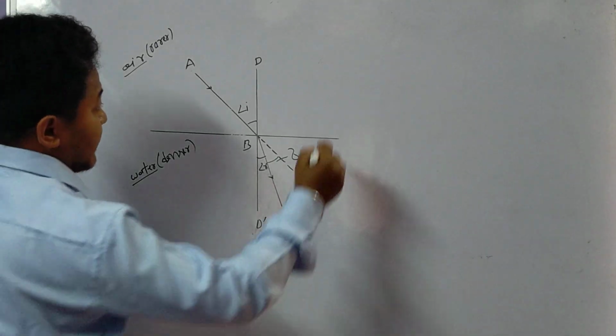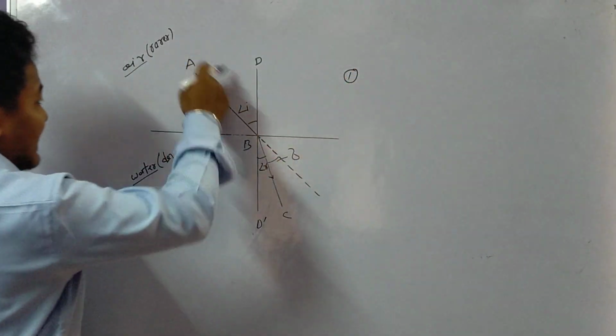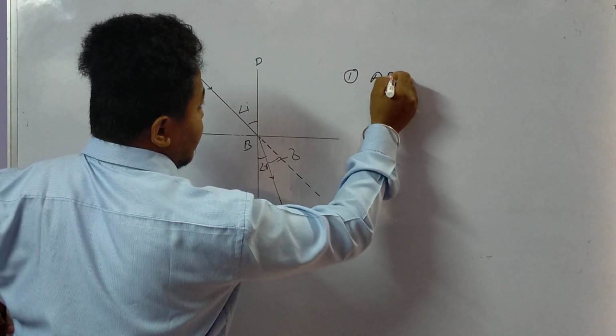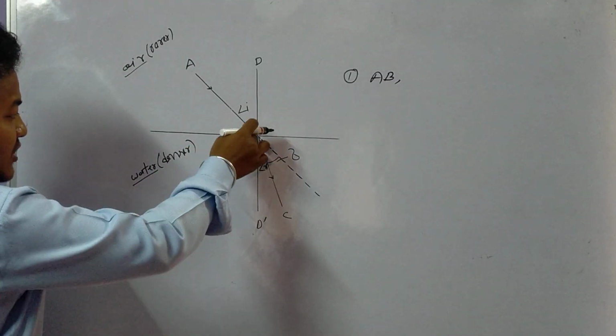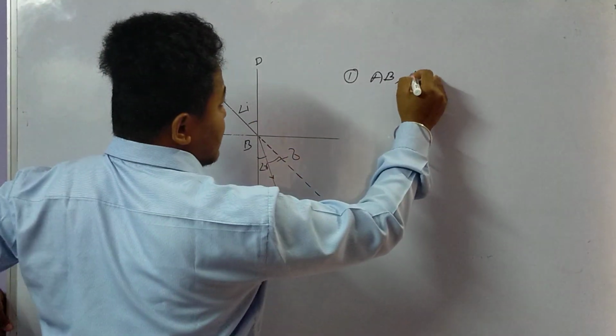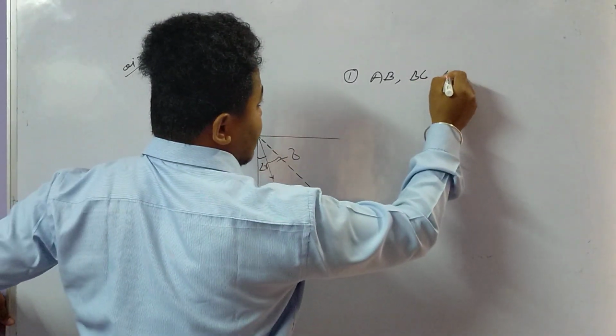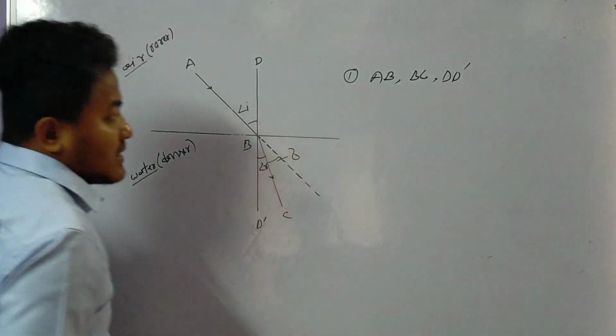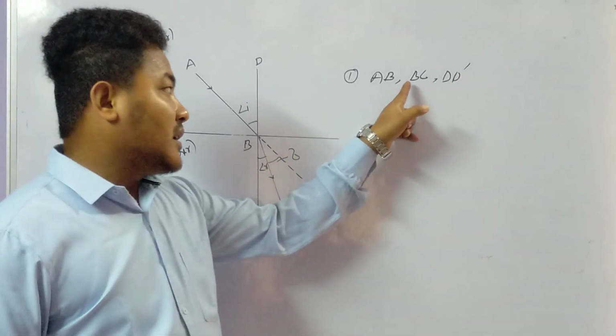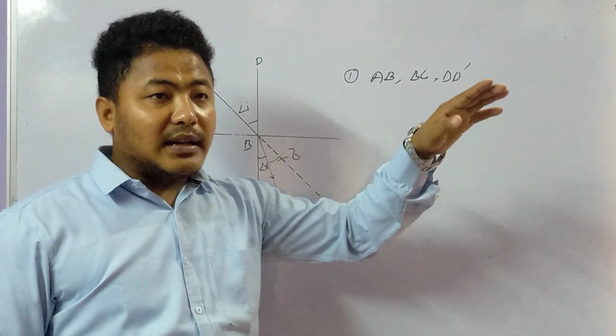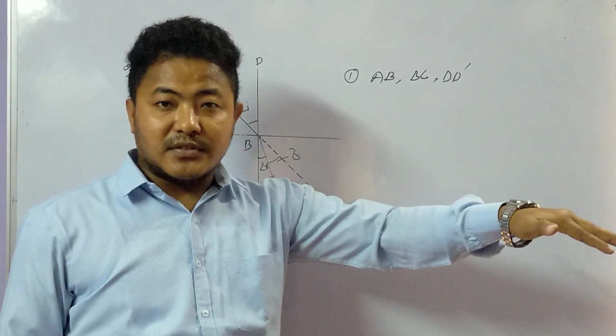Very first law will be number one. I can tell you this is AB. AB is your incident ray, BC is your refracted ray, and this is the normal, BD dash. That means incident ray, refracted ray, and normal lie in the same plane.